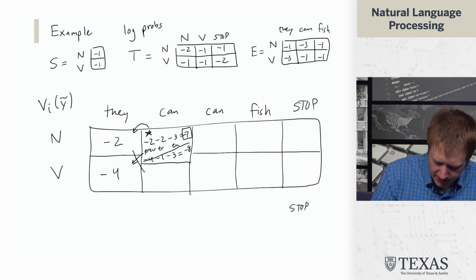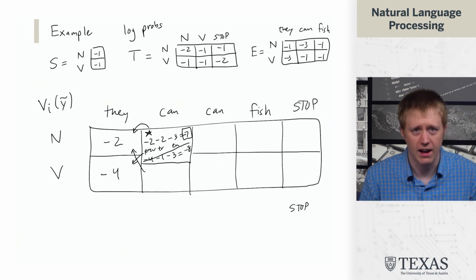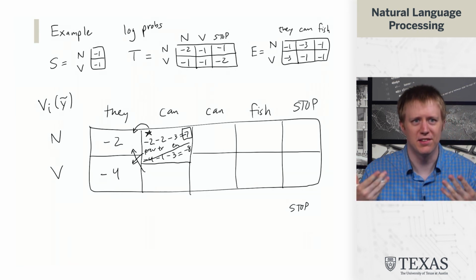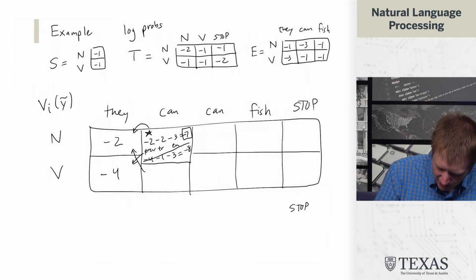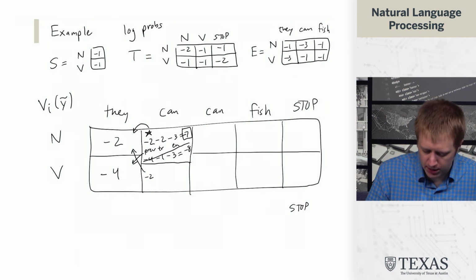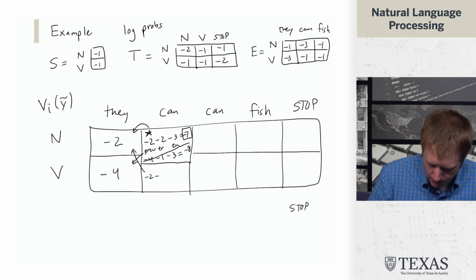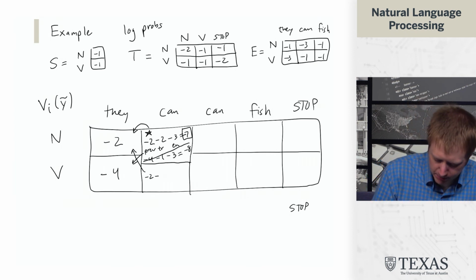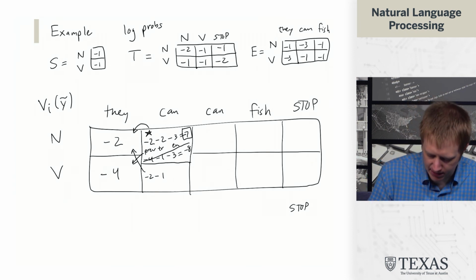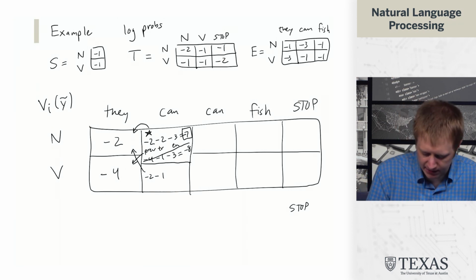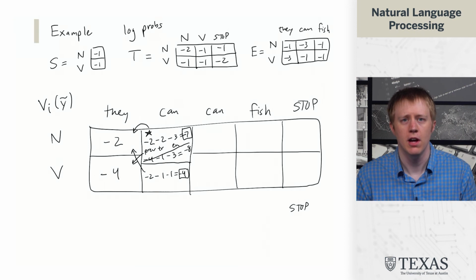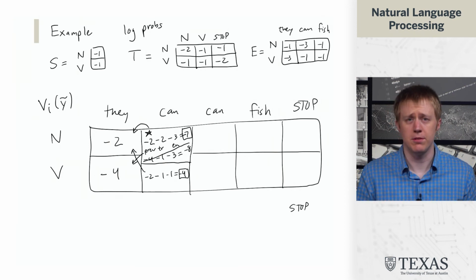Okay, and I'm not going to go through the whole computation, but it turns out that the best way to get to this cell is to have they be a noun and then can be a verb. And this kind of makes sense given our intuition about the sentence. So we end up with -2, the transition from noun to verb, which is -1, and then the emission of can given verb, which is -1, and that's a -4.